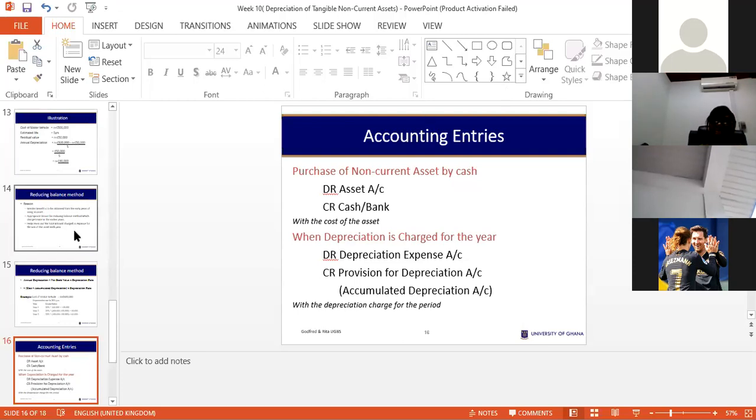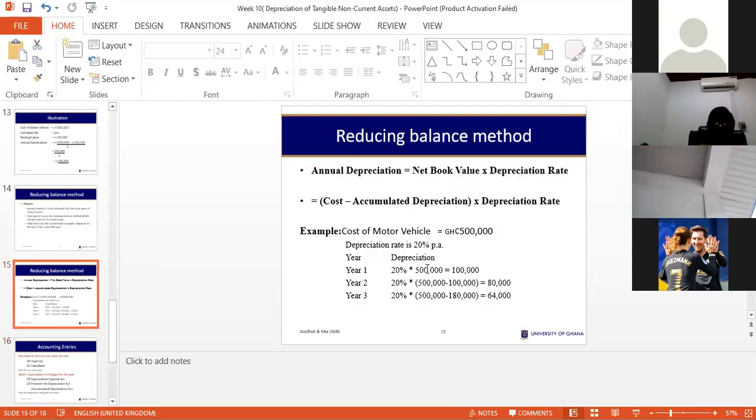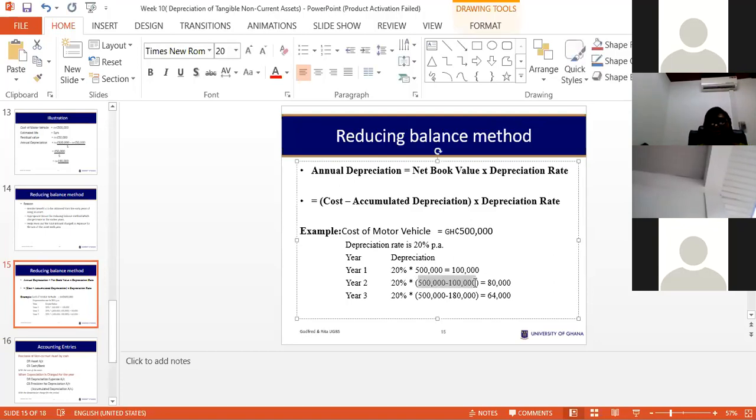The accumulated depreciation is just an addition of the depreciation over time. So if you look at year 1, it was just 20% of the cost of the asset, which gave us a depreciation amount of 100,000. Are you okay? In year 2, because we are reducing it, what is our net book value? Our net book value is the cost minus the depreciation, because we only have depreciation for year 1. So in year 2, our net book value is this one, 400.